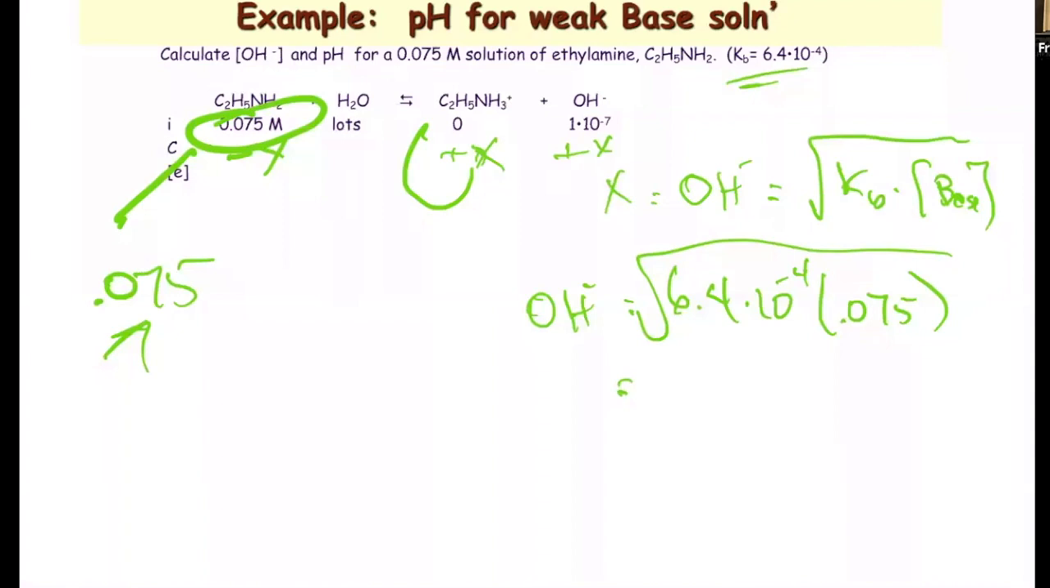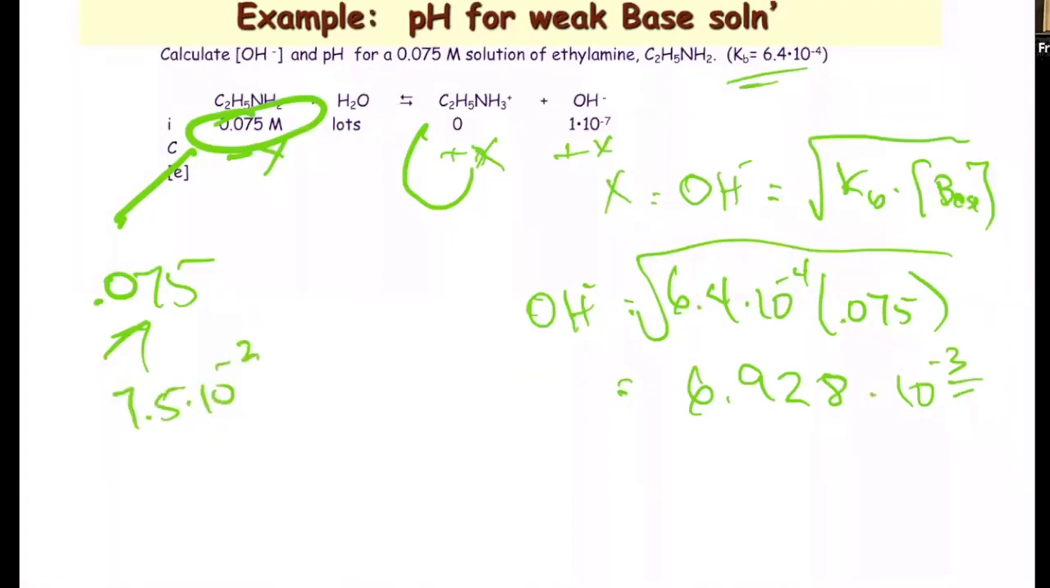So the quantity inside is 4.8 times 10 to the minus 5. And if I take the square root of that, I get 6.928 times 10 to the minus 3. You see this 10 to the minus 3 right here, and this 7.5 times 10 to the minus 2?